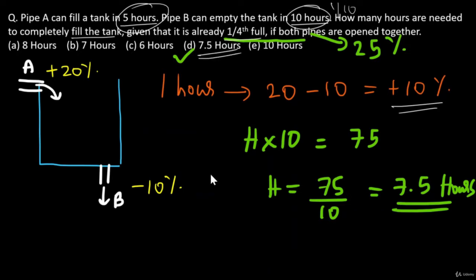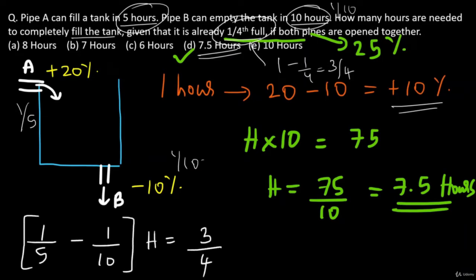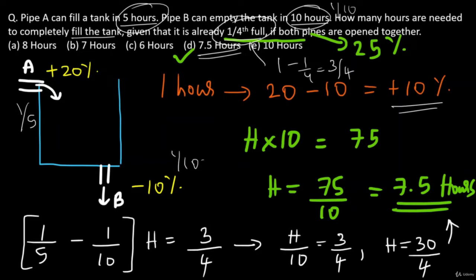We can also think of this same question in terms of fractions. So what would be the effect in 1 hour? That would be 1 by 5 minus 1 by 10. So in h hours, they would have to fill 3 by 4th, right? Over here we have 1/4. So 1 minus 1/4 is 3/4. So 3/4 more has to be filled. So the equation becomes 1 by 5 minus 1 by 10 into h is equal to 3 by 4, right? On solving, you get h by 10 is equal to 3 by 4, or h is equal to 30 by 4, which is the same as 7.5 hours.